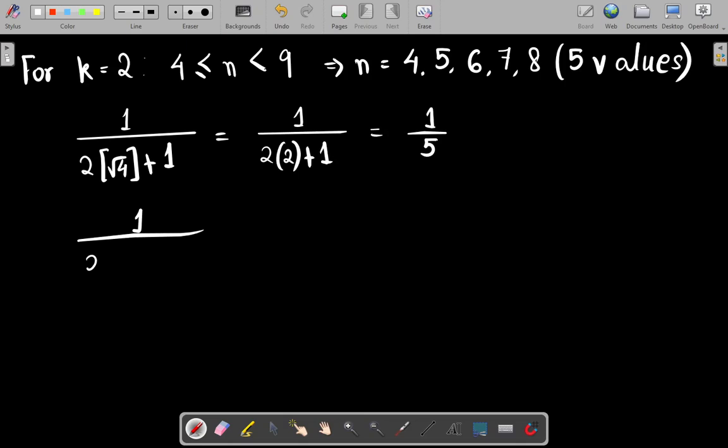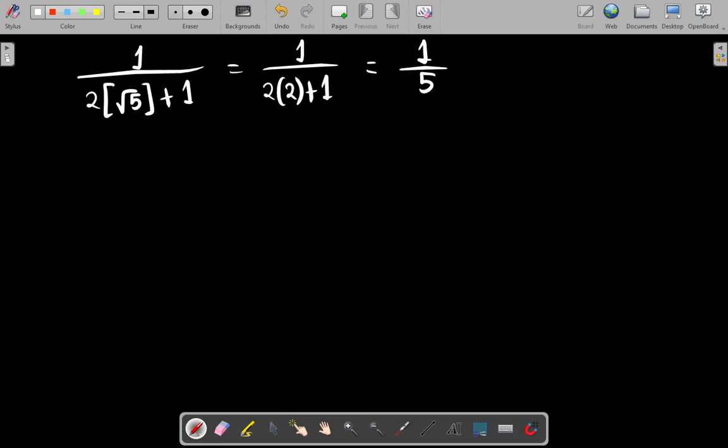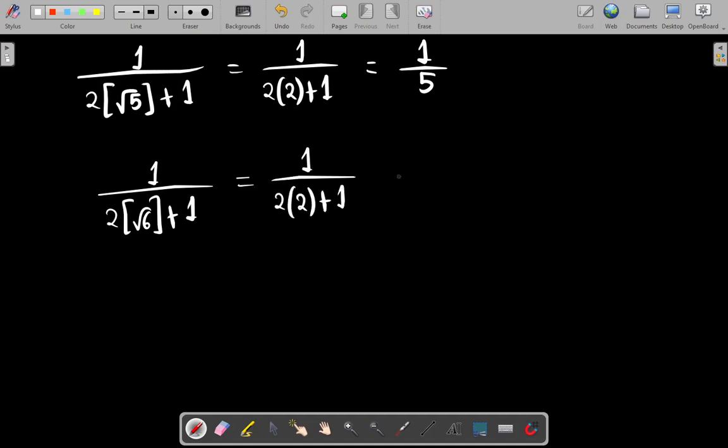The next one is 2 times the greatest integer value of root 5, plus 1. Again, this is 2 point something, so this will again remain like this: 2 times 2 plus 1, which is 1 upon 5. And the term after that is also 2 point something. So this again is going to be 1 upon 5.